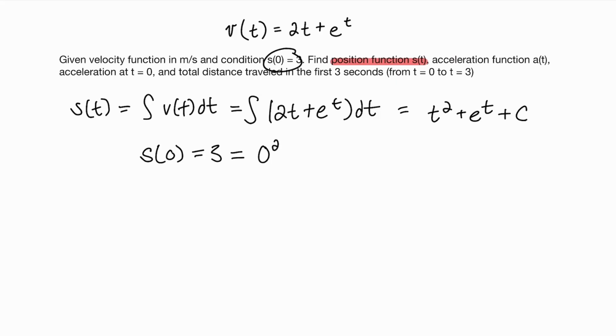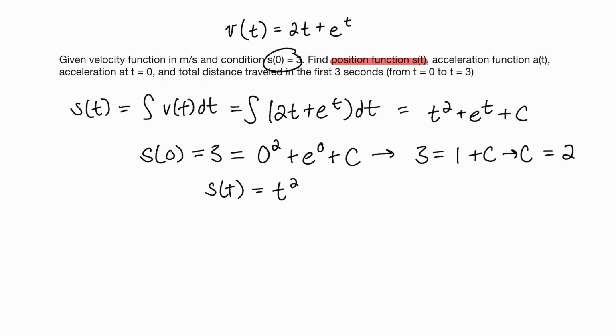So that will be 0 to the second power plus e to the 0 plus c. And then we can rewrite this now as 3 equals, and then e to the 0th power is 1, plus c. So we know that c equals 2. So now we can rewrite our equation. So the position function equals t squared plus e^t plus 2. So there's the first part done.